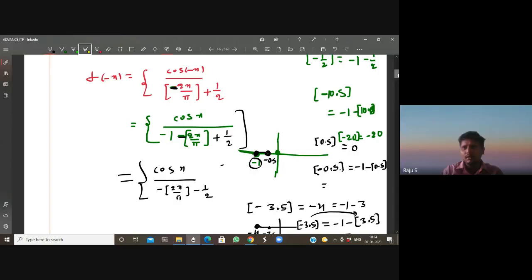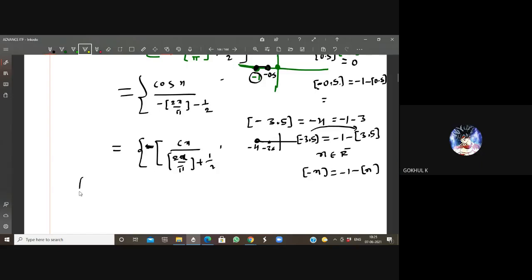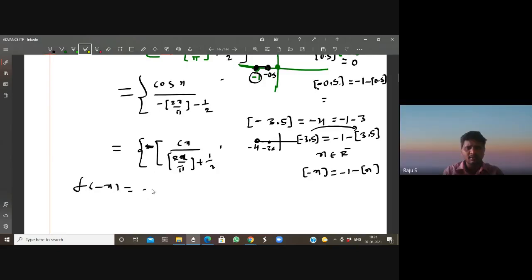Yes, sir. Now see here. This can be written as minus of, take minus outside, minus taken common in the denominator. This can be written as minus of cos x by 2x by pi plus 1 by 2. Is it an even function or an odd function? Minus outside, so it is odd. When we replace x by minus x, we are going to get minus of the same given function. So it is an odd function.